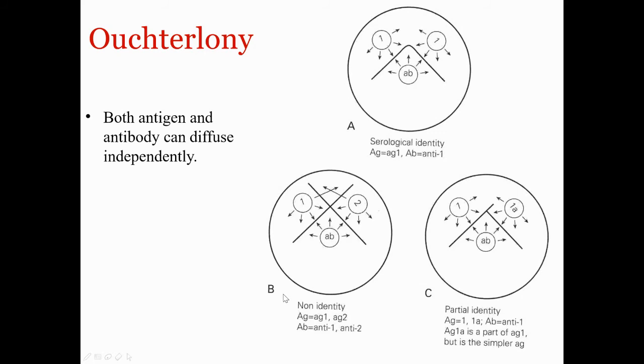In case of the B picture, it has antigen 1 and antigen 2, and then we'll be adding one antibody. If you add this antibody, what is the reaction which takes place? It goes for cross matching, it goes for cross reaction. We'll be calling it non-identity. In case of the first one, we'll be calling it identity, serological identity.